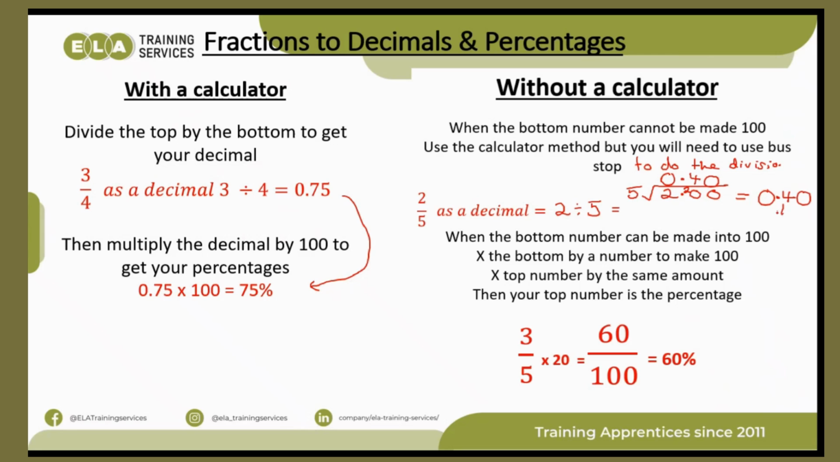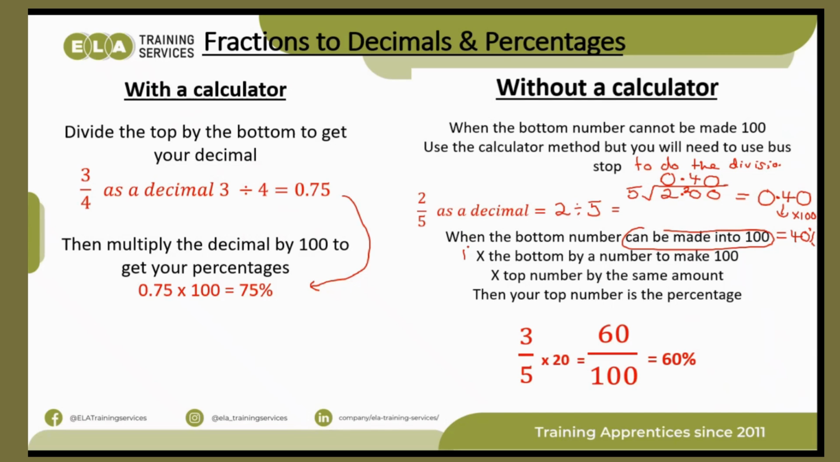And then if we wanted to get it to a percentage, we times it by 100, so then it would be 40%. Now, there is an alternative way as well to turn a fraction to a percentage. So when the bottom can be made into 100, you times the bottom by a number to make 100 and times the top number by the same amount. Then your top number is the percentage.